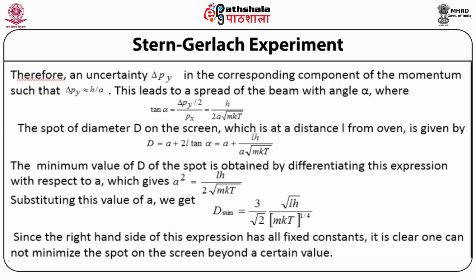Thus, in this manner, because of the finite width of the aperture of the oven, there is an uncertainty which gets introduced in the y component of the momentum as well as in the exact determination of the spot of the atoms that is hitting the screen. And this uncertainty in the exact determination of the spot is given by d minimum.